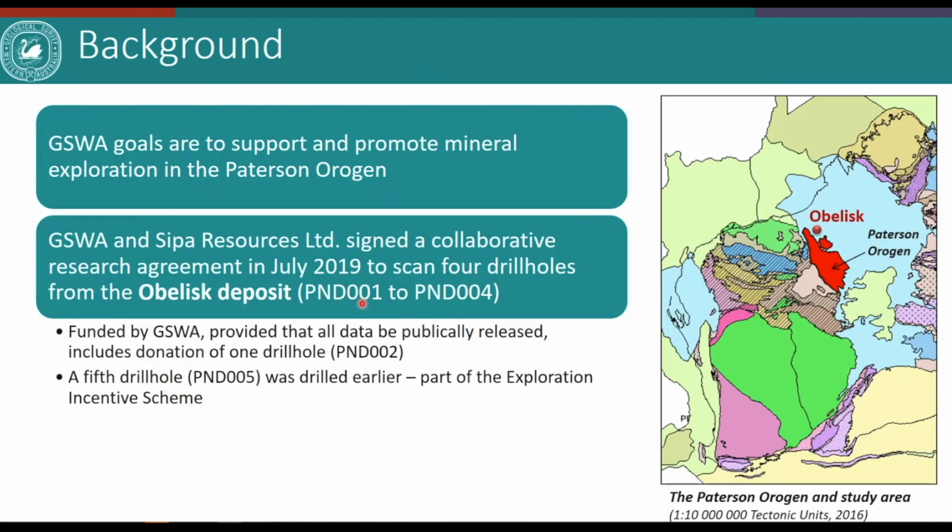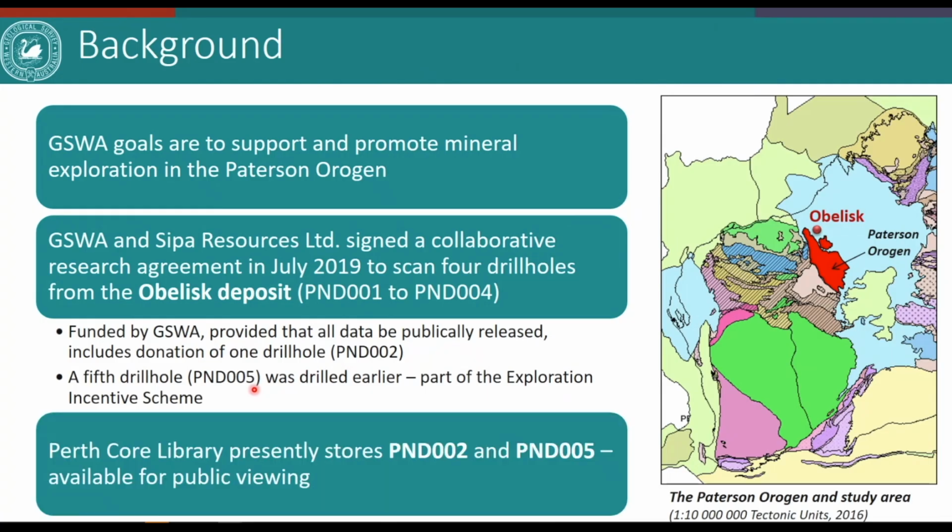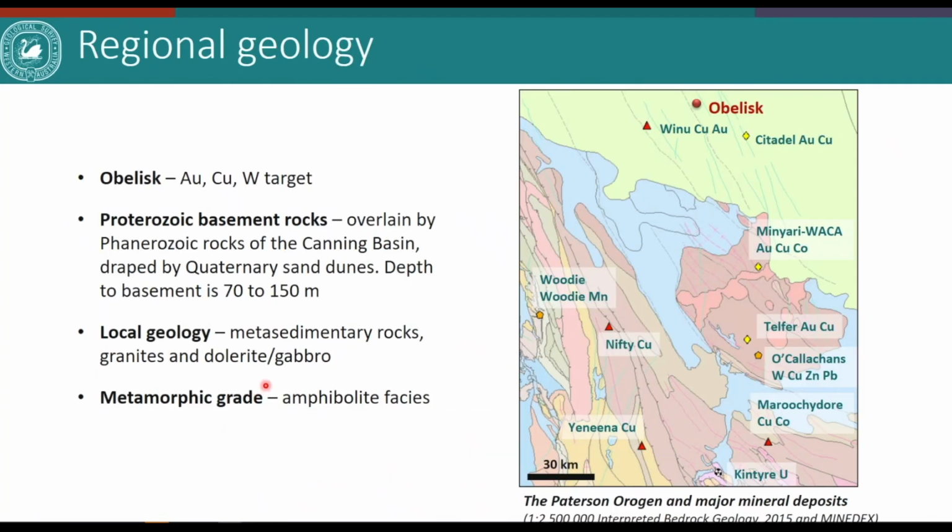And it included the donation of one drill hole, which is drill hole number 2. A fifth drill hole, PND 005, was drilled earlier, part of the Exploration Incentive Scheme. And both drill holes are presently stored at the Perth Core Library. Obelisk is a gold, copper, tungsten target.